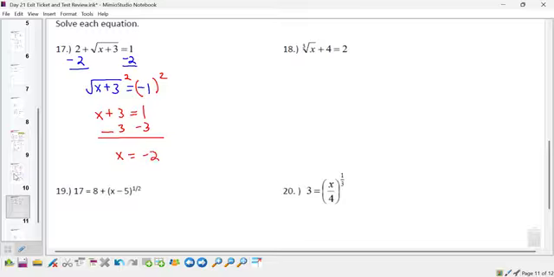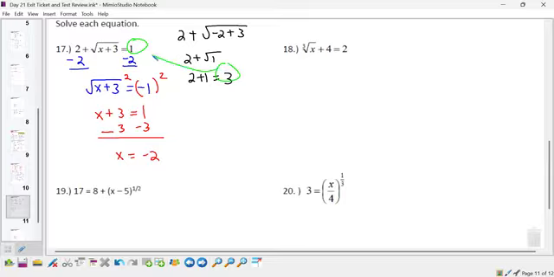Now, because this is a radical equation, I need to check my answer. So I'm going to go 2 plus the square root of -2 plus 3. -2 plus 3 is 1. 2 plus the square root of 1. That's just 2 plus 1, which is 3. And that is not going to work out because it's supposed to be a 1. So we say here we have no solution.